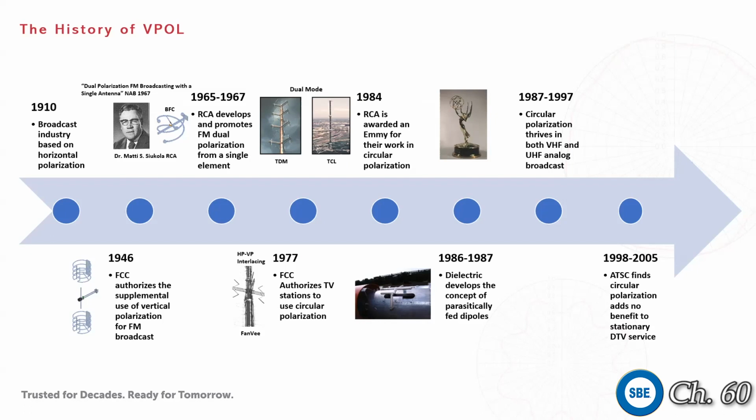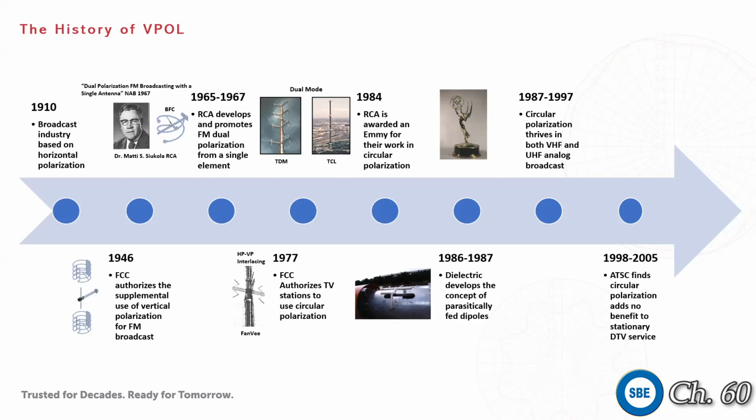Looking forward a little bit, seeing the success with FM and its vertical polarization integration, we see the FCC authorizes the use of circular polarization for TV stations. And at this point, most TV stations are going to start using a combination of horizontal and vertical polarized interlacing for their elements. But RCA, busy at work, starts developing the TDM and TCL, which are both dual mode polarized single element antennas, and see great success in this area. And it's so great, in fact, that RCA is actually awarded an Emmy for their work in circular polarization.